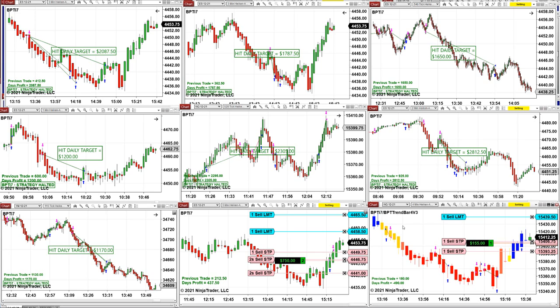And now the last trade here is the 4 minutes, and it's going, which it will go because the ES is going. That means this one is going to go in the same direction as the ES.